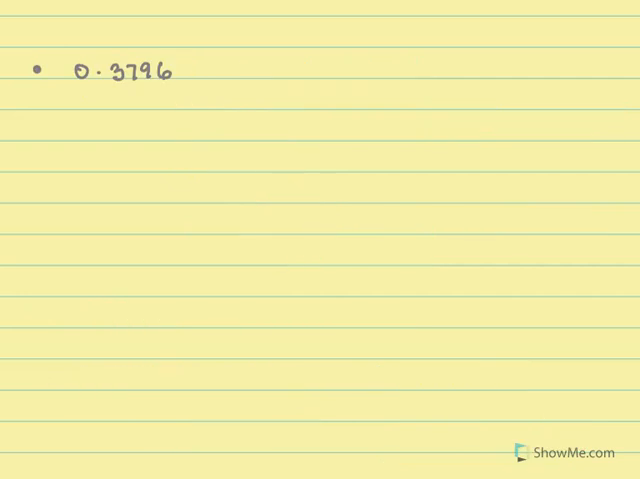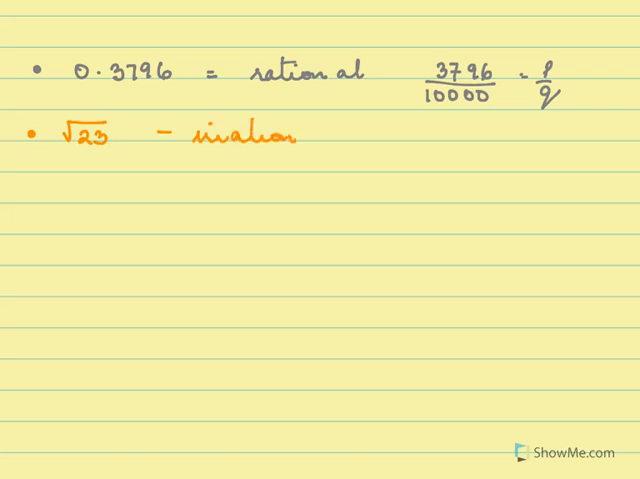What about 0.3796? Just think and tell me for a moment. Pause for a moment and tell me, will it be rational or irrational? It is a terminating decimal, so it is rational. Remember, it can be written as 3796 over 10000. It can be written as p over q, so it is rational. Under root of 23. Under root 23 will definitely be irrational. I cannot solve it further. It will be irrational. However, under root of 25 is 5, and that would be rational.